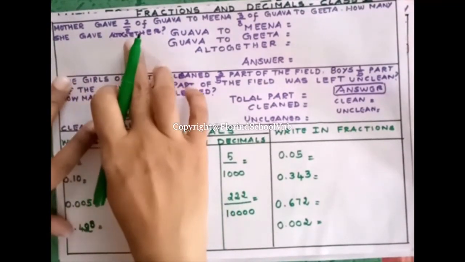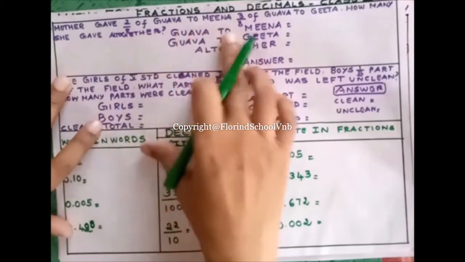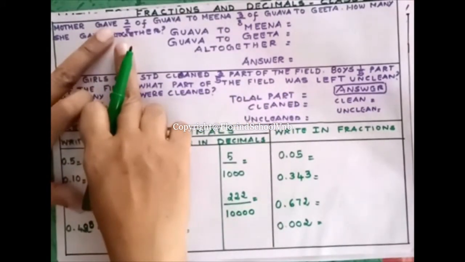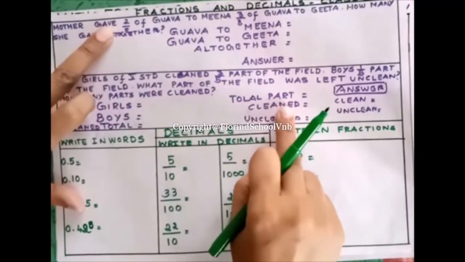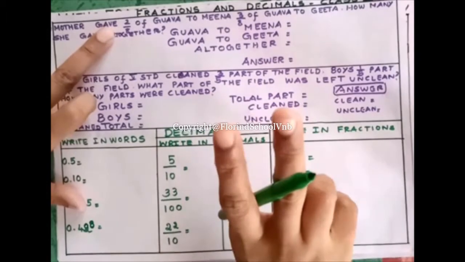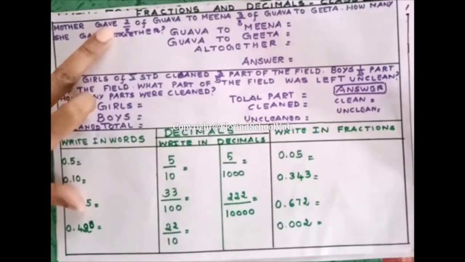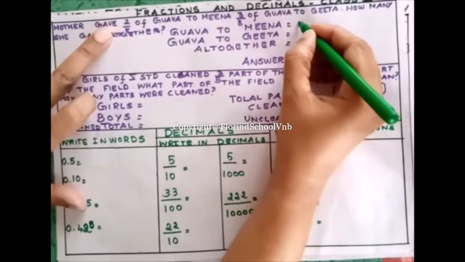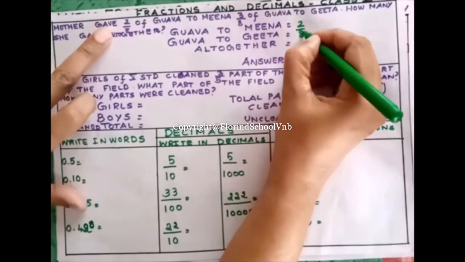Now, mother gave 2 by 8 of the Goa to Meena. How much did mother give? Mother had 8 parts of the Goa. She gave 2 parts of the Goa to Meena. So shall we write 2 by 8?